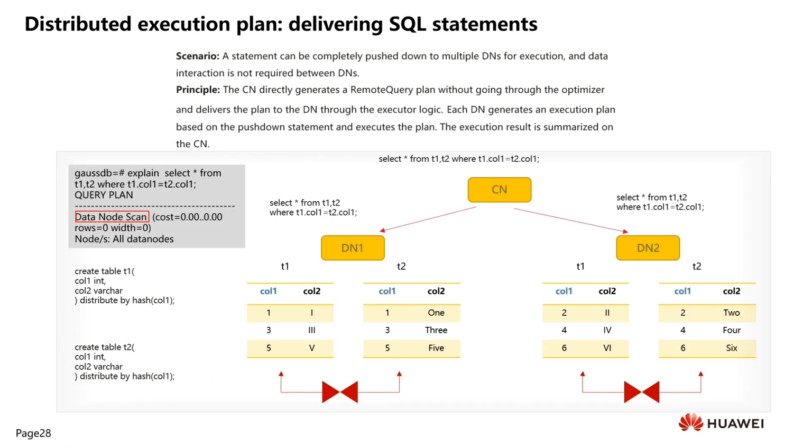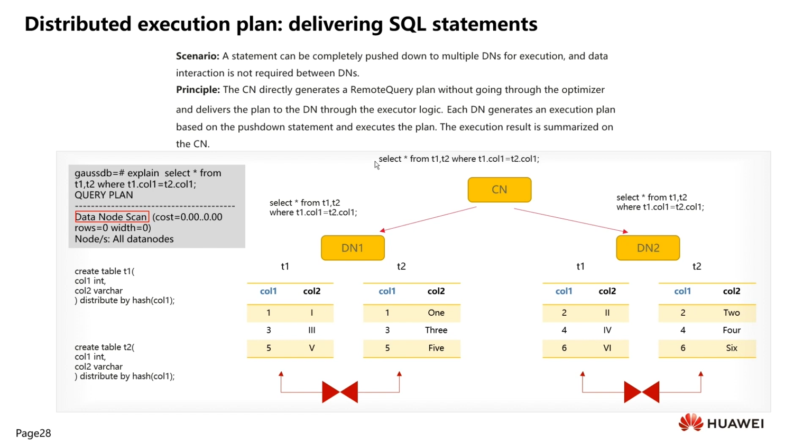So let's look at the first mode in more detail. The scenario is that a statement can be completely pushed down to multiple DNs for execution, and data interaction is not required between the DNs. The CN directly generates a remote query plan without going through the optimizer and delivers the plan to the DN through the executor logic. Each DN generates the execution plan based on the pushdown statement and executes the plan, and the execution result is summarized to the CN.